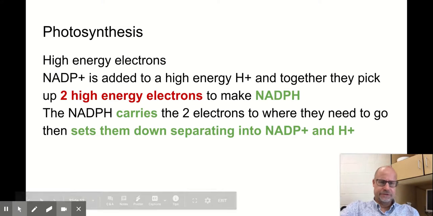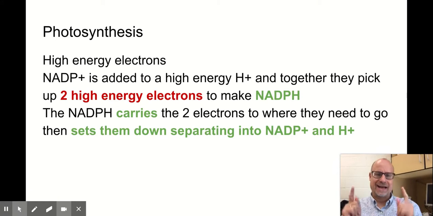Okay, what is photosynthesis all about? It's all about making high energy electrons. You want to take that sunlight energy, you want to get these two electrons really excited, full of energy, so that they can do a job.